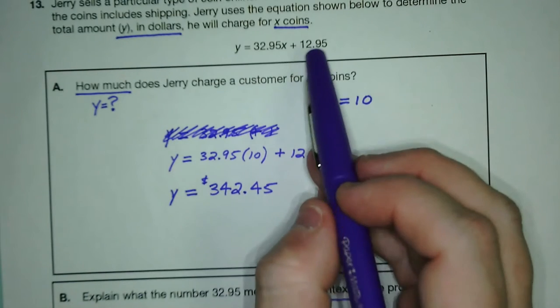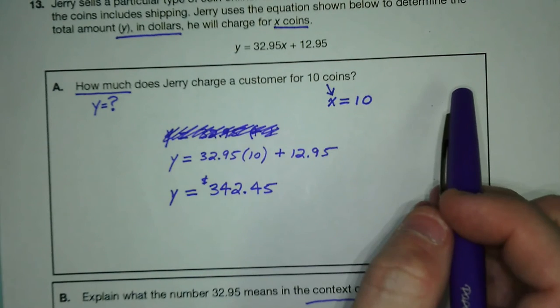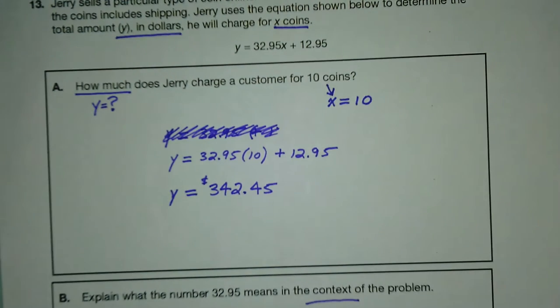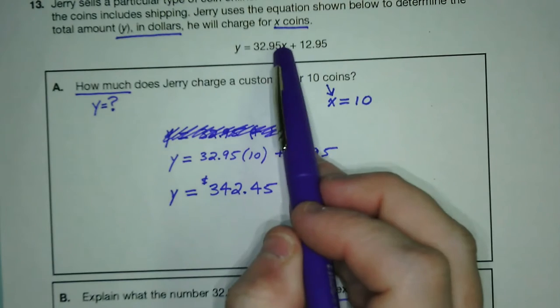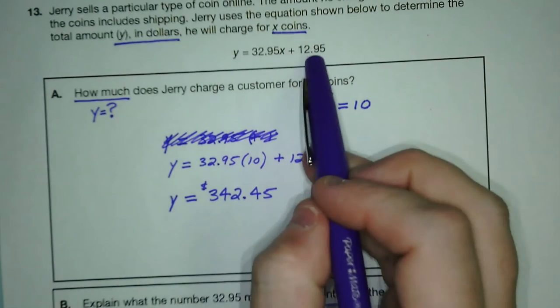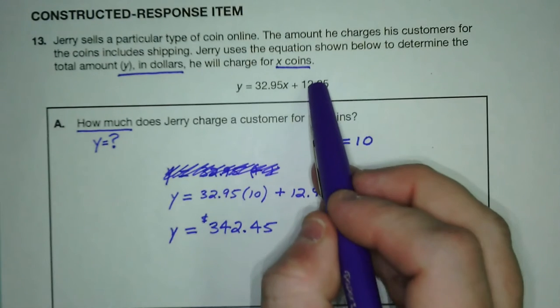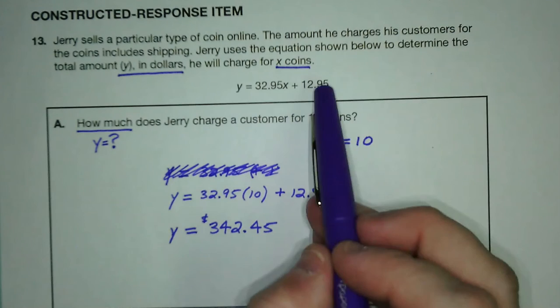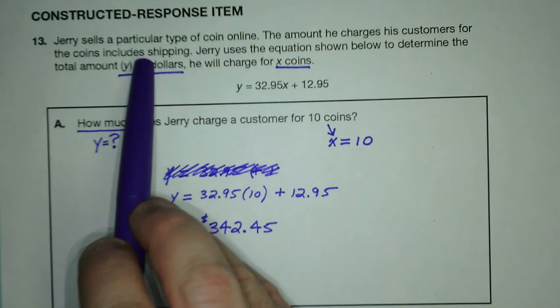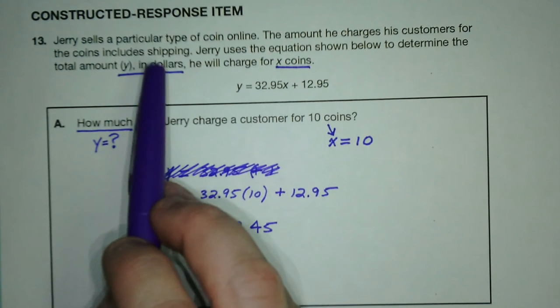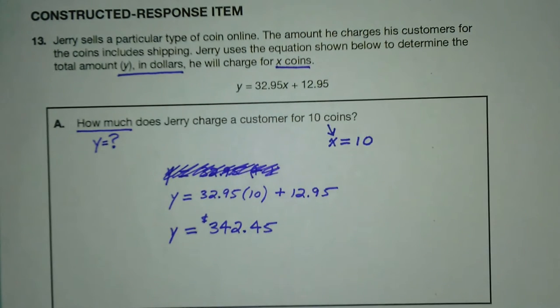And I don't know if they're going to get into this. Again, I've literally never done this problem before, even read this whole constructed response. But what's the 12.95? If the 32.95 is the price per coin, how could you explain what the 12.95 would be, or what would it represent in the context of the problem? Wouldn't that be like the one-time add-on, wouldn't that be the shipping? Because it literally said up here that the overall charge includes shipping. Well, the 12.95 must be the shipping. Let's see if they ask about that.